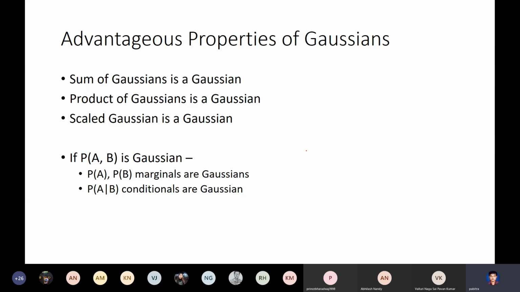And there are some more properties. If you have two variables a and b, and the joint distribution p(a, b) is a Gaussian, then so are their marginals individually, and so is p of a given b. We will use this while doing prediction. They are also Gaussians. All these properties make the Gaussian process a very attractive mathematical object.